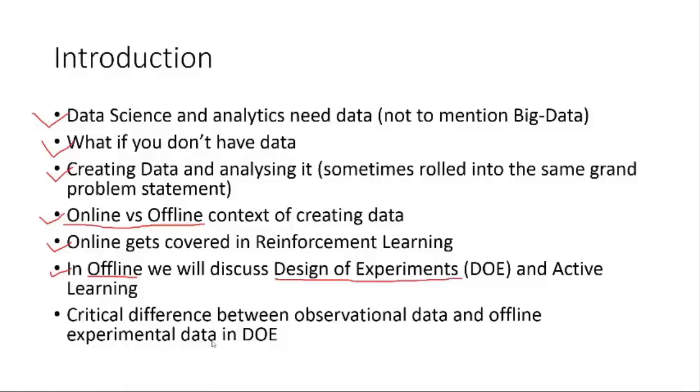And here we mean design of experiments. It's a more formal way of talking about experimentation, of talking about statistical experimentation. And the idea here with this difference between observational data and offline experimental data is the fact that with observational data you're not interfering with the system.